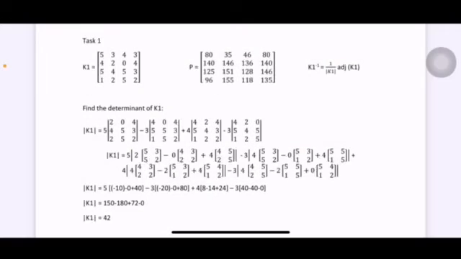Since Busus is required to find the inverse of K1 using the adjoint method, then decrypt the message using the inverse and determine whether it is a correct message or not. First, he has to find the determinant of K1, and he got 42.